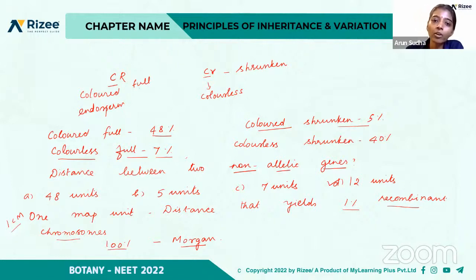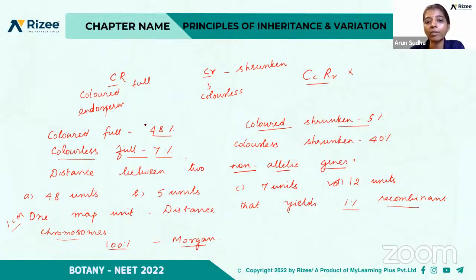The question is, we are crossing colored endosperm with colorless shrunken. Colored and full endosperm are dominant characters, and colorless and shrunken are the recessive characters. A dihybrid of the F1 generation is heterozygous for both, right? When it is crossed with the recessive parent, it is a test cross, and we get the following percentages.